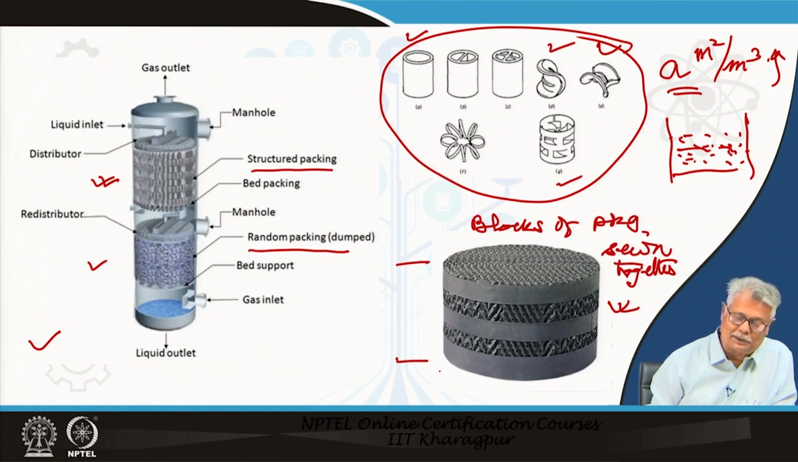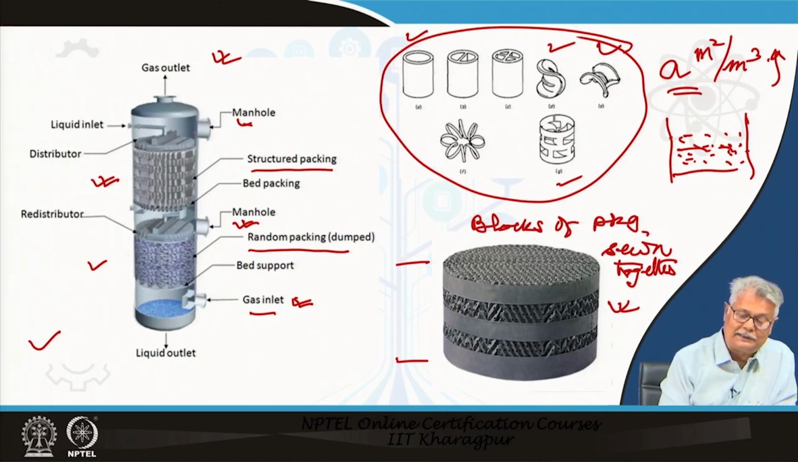Now, if you are talking about the packed bed or the tray tower even, there will be other components. You will definitely have a manhole. Here it is a vapor liquid contacting. So, there will be a gas or a vapor inlet and a gas outlet. Naturally, the inlet is from the bottom and the exit is from the top. In this particular case there are two manholes. You have a liquid from the top and it has to be distributed.